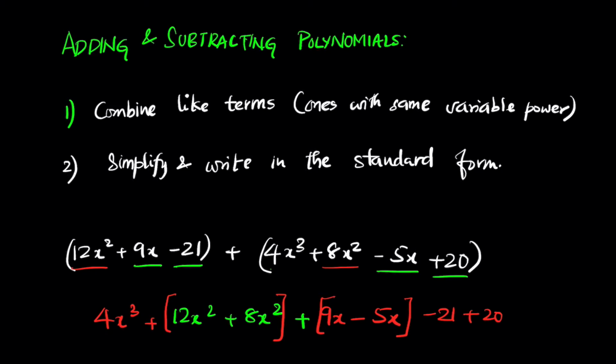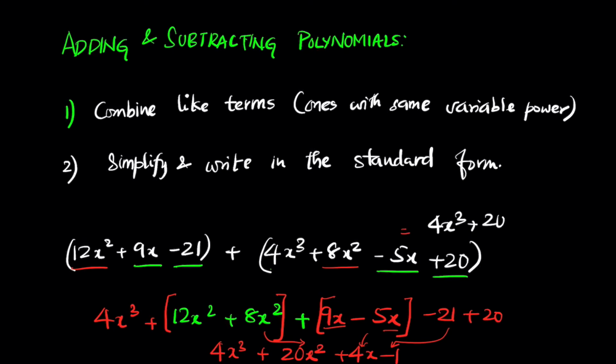So now simplify the equation. What do you get when you simplify this? We get 4x cube plus 20x square plus 4x minus 1. So 9x minus 5x, we get 4x. 12 plus 8, we get 20. And minus 21 plus 20, you get minus 1. So this is the answer. The simpler version of this is 4x cube plus 20x square plus 4x minus 1.